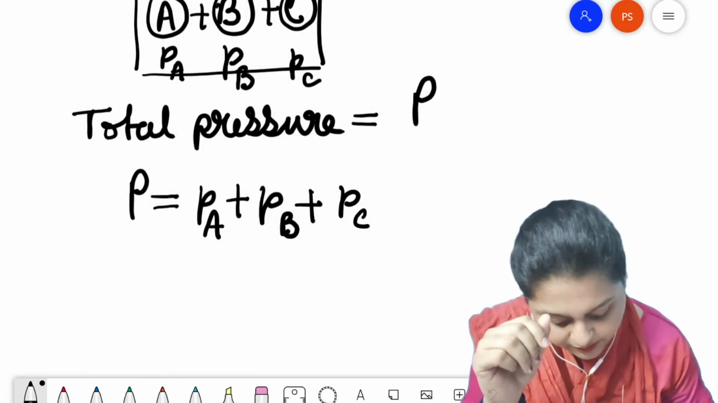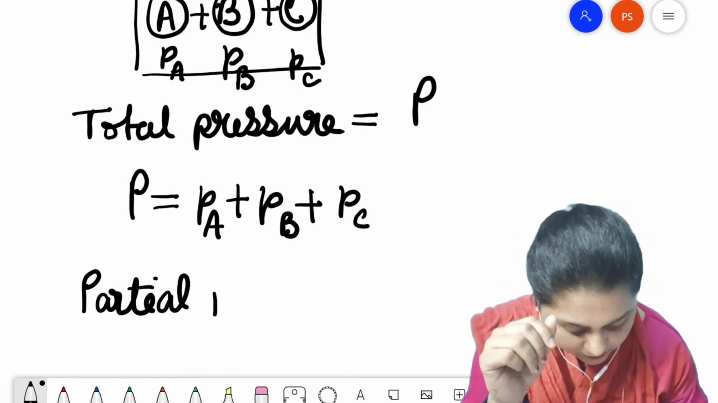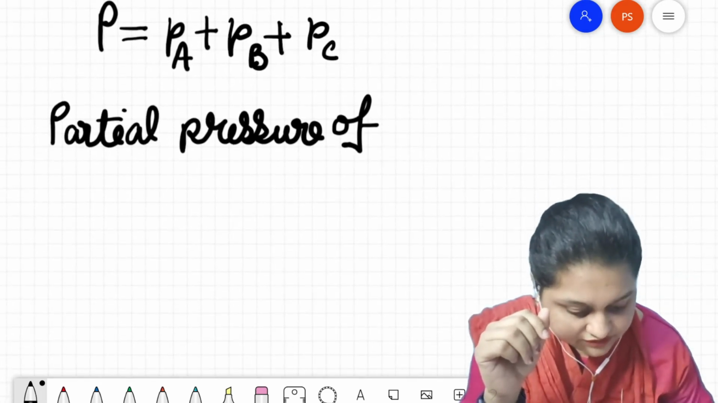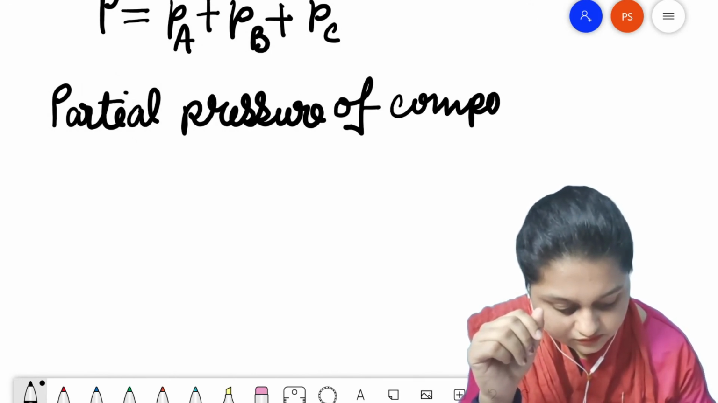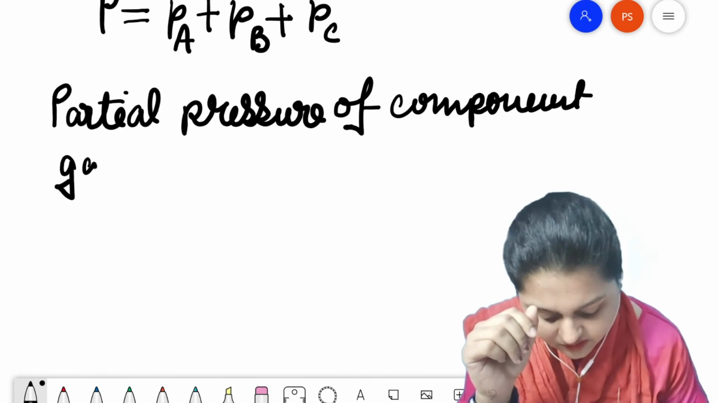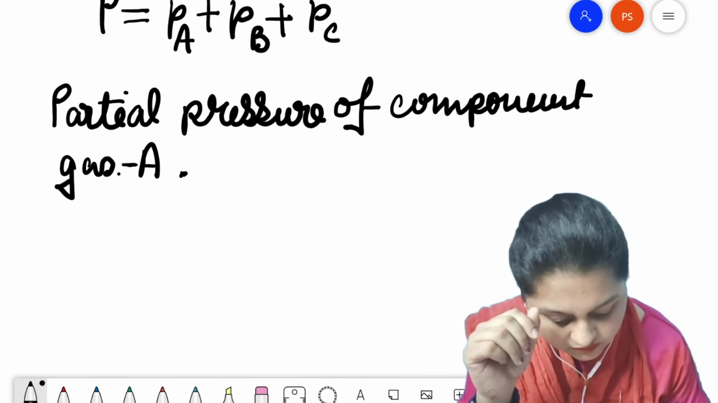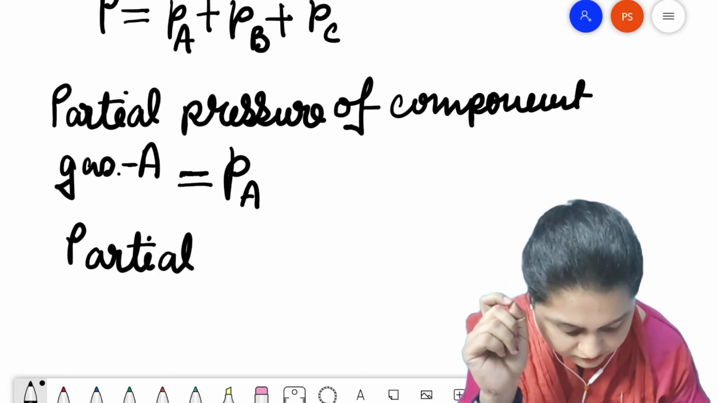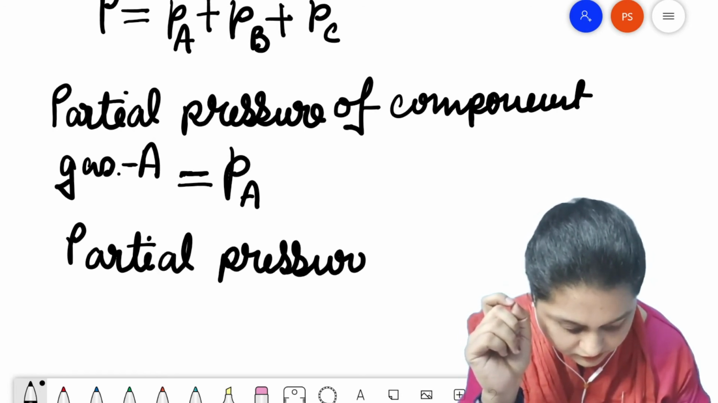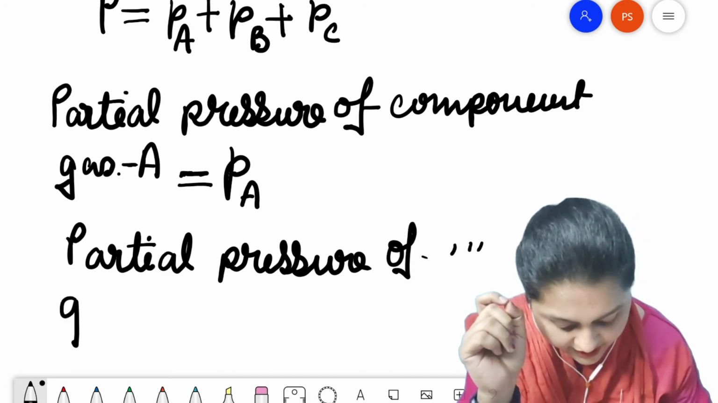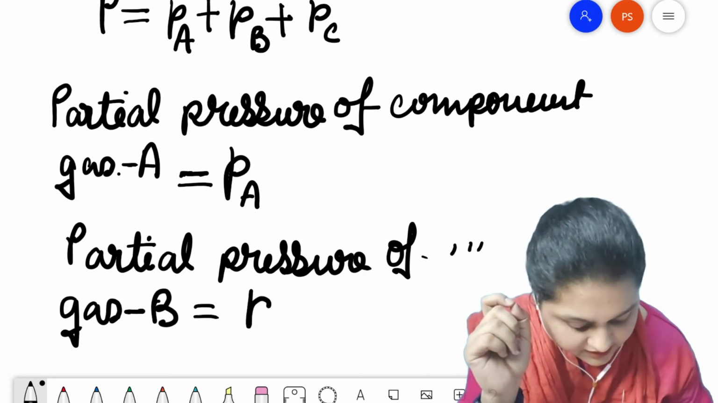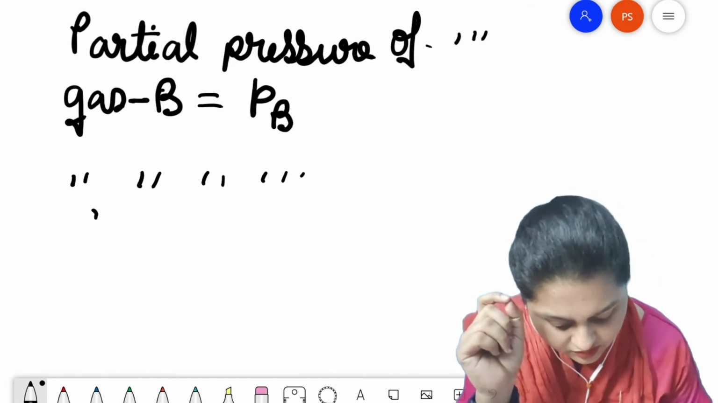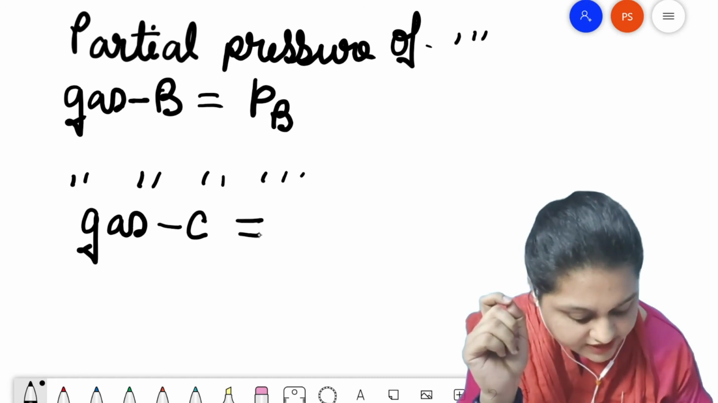So the partial pressure of component gas A is equal to Pa, and the partial pressure of component gas B is Pb, and the partial pressure of component gas C is Pc.